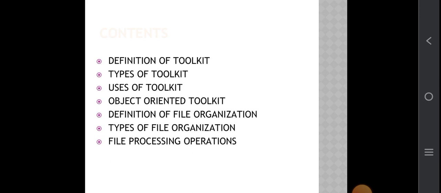Before going to the topic, what comes to our mind when we think about a toolkit? There are two kinds of toolkits, the mechanical toolkit and the software toolkit. So we'll get into the software toolkit part first.